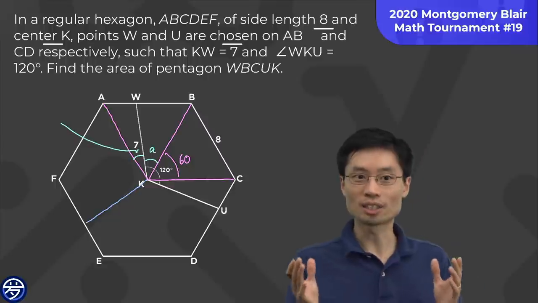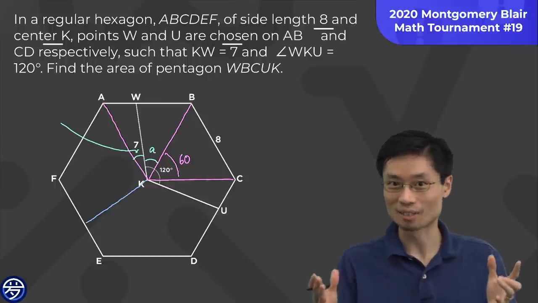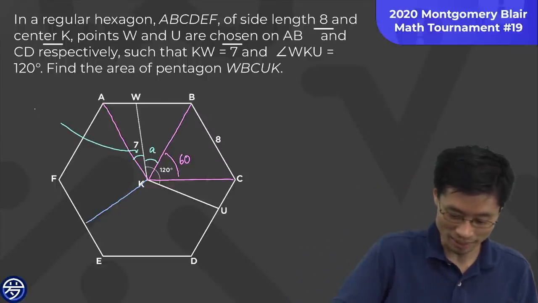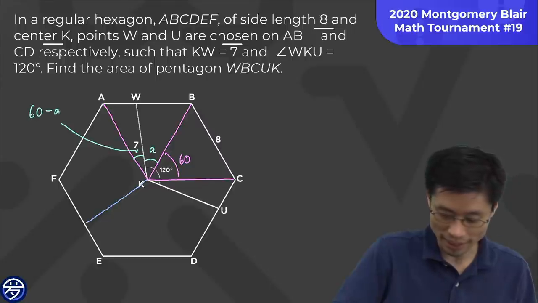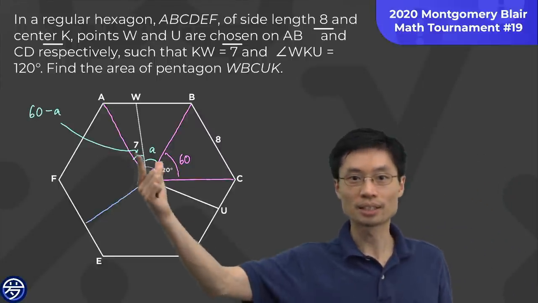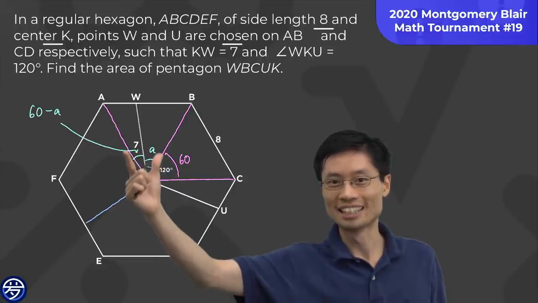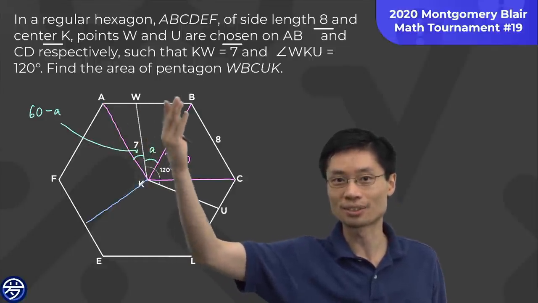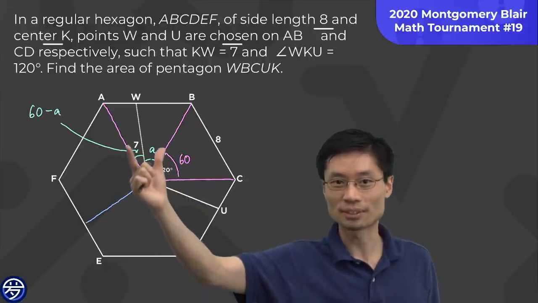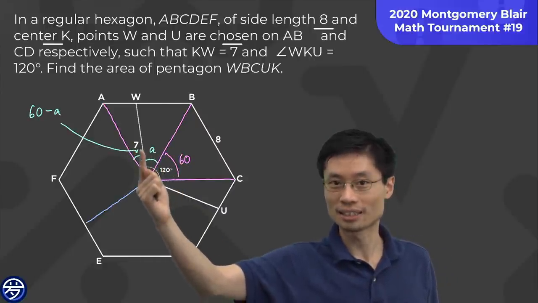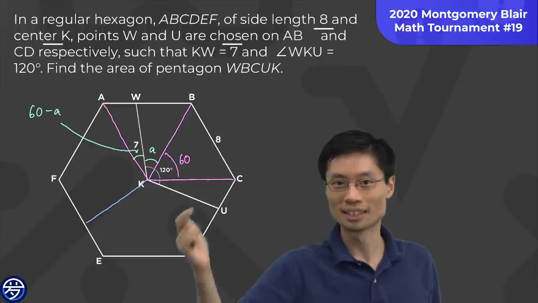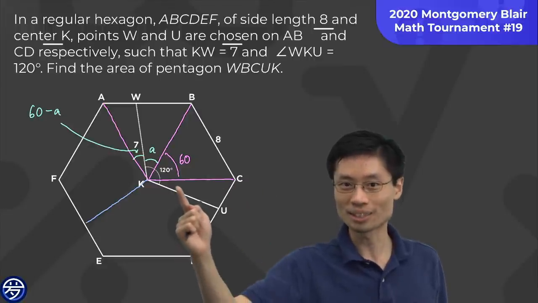Can anyone tell me in terms of A? Thank you very much. I see a lot of people saying it is 60 minus A. Why is it 60 minus A? It's 60 minus A because this thing is also 60. Hey, it fits. My fingers sort of fit, right? That's also 60 because this is an equilateral triangle, right? So if I've got an equilateral triangle, then if that guy was A, then this guy is 60 minus A. That makes sense?